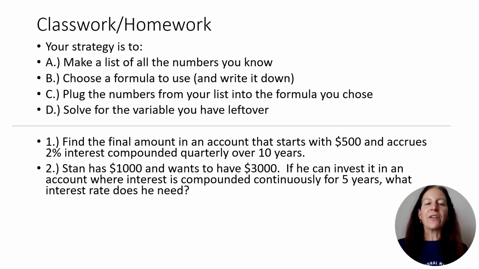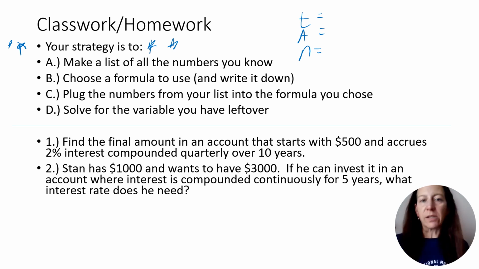Now, your strategy, I want to re-emphasize, this is your strategy. So we have no IDKs, nothing blank. Make a list of all the numbers you know. We call that list you're given. So you might say T equals, A equals, N equals, whatever the list is. You're going to make a list and read through and try to put the numbers in the right spot. Choose a formula and write the formula down with no numbers in it. Just which of these formulas am I going to pick? Am I going to pick the compound interest, or am I going to pick the continuously compounded one?